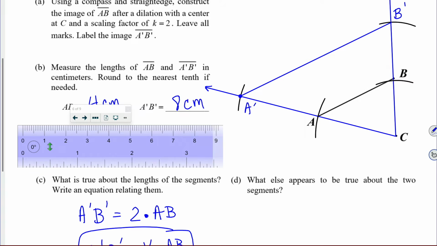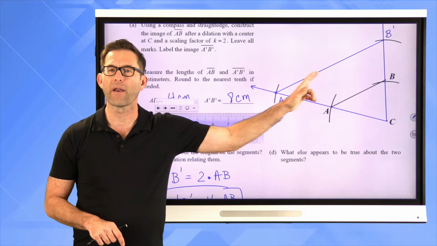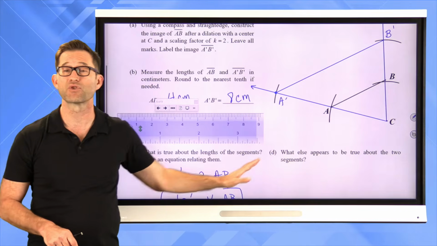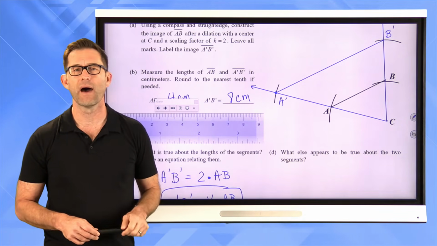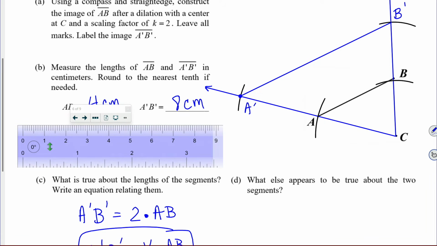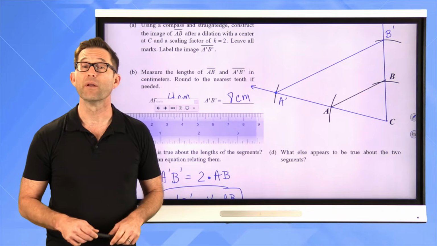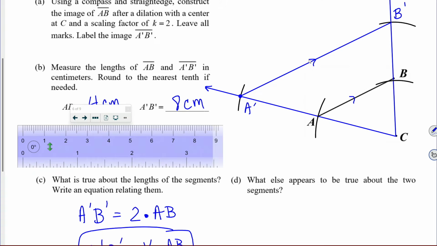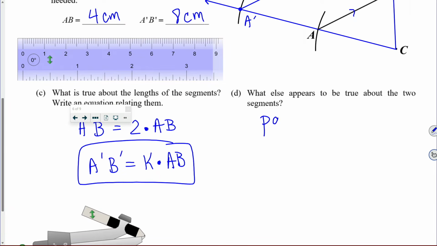Letter D. What else appears to be true about the two segments? What appears to be true about A prime B prime versus AB, other than the fact that A prime B prime was twice the length of AB? Pause the video now and write down what you observe. Well, it appears that they are parallel, right? That this ends up being parallel to that. In other words, A prime B prime is parallel to AB.